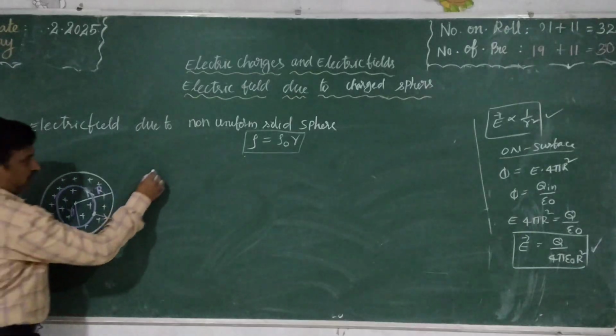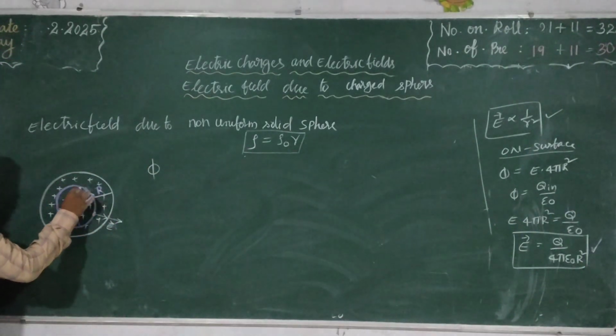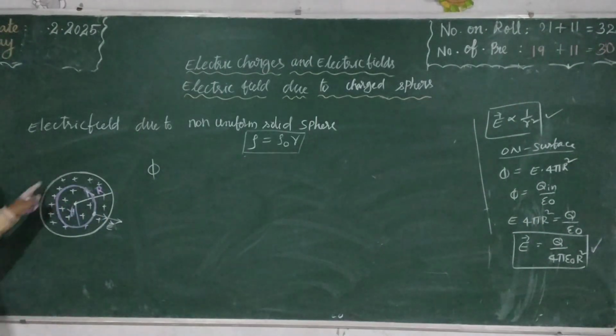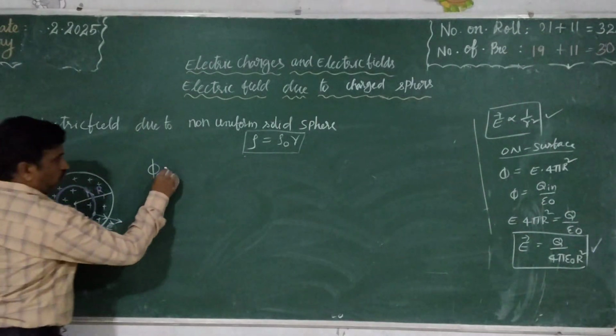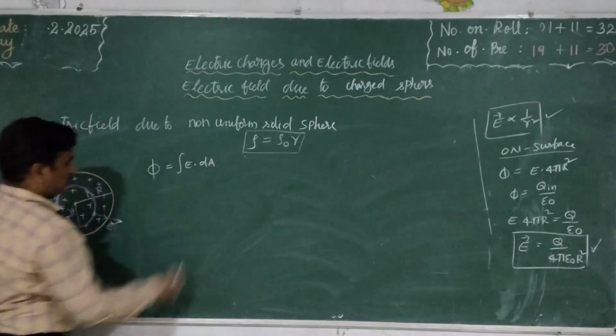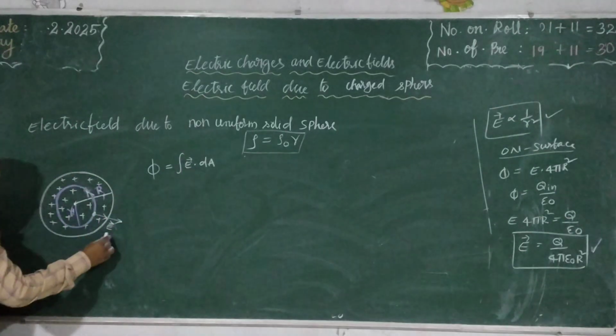Now we can write the total flux, because we can add up all these small areas. Finally, I find the total flux through this Gaussian surface. Phi equals the integral of E dot dA. Here the area vector and the electric field vector are both parallel to each other.